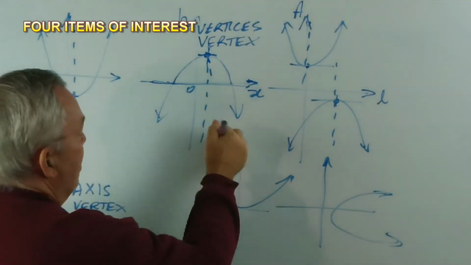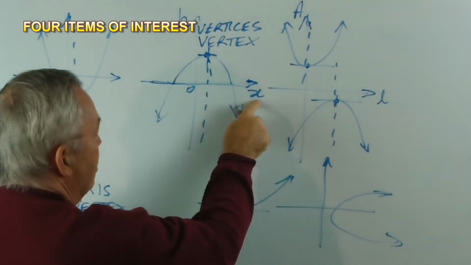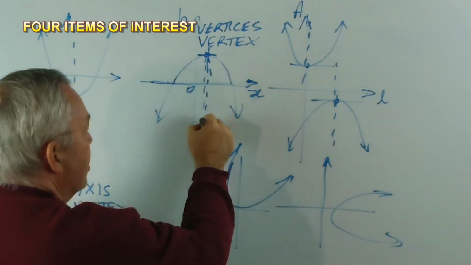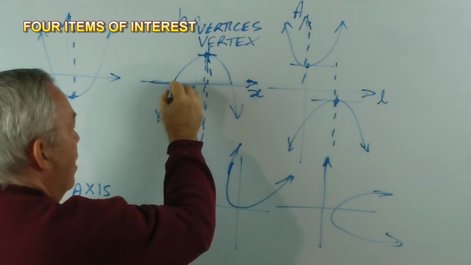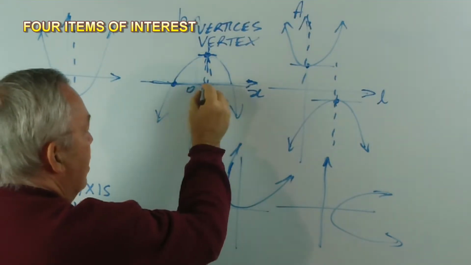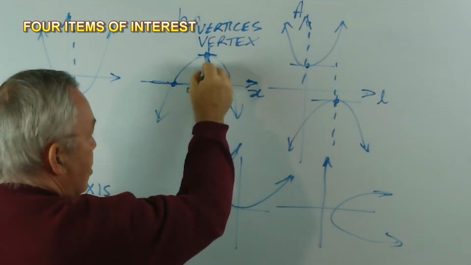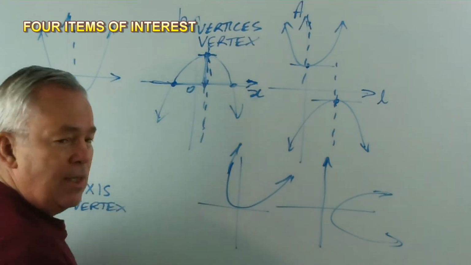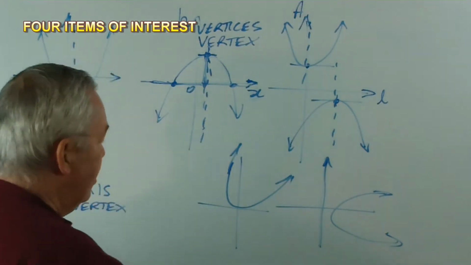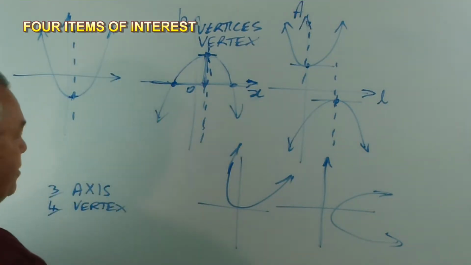For example, if this was horizontal displacement and we knew where the axis was, then where we threw the ball from is just as far from this position as where it lands. So its maximum height will be exactly halfway between. So the axis is of interest.